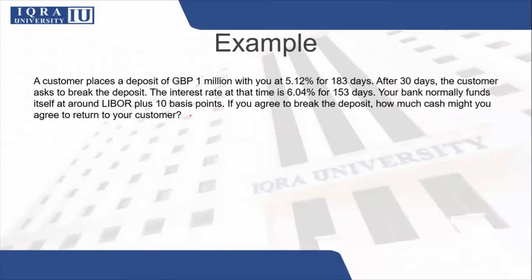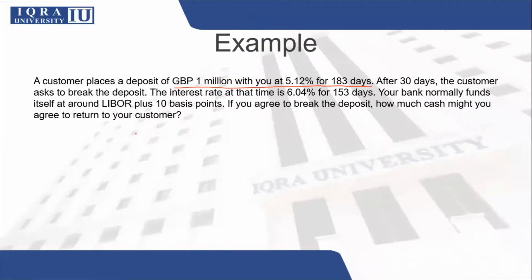The first part is to calculate the normal maturity proceeds. So you deposit GBP 1 million with you at 5.12% for 183 days. Now, ignoring the fact that you're going to break the deposit, let's first calculate the maturity proceeds if you had not broken the deposit.